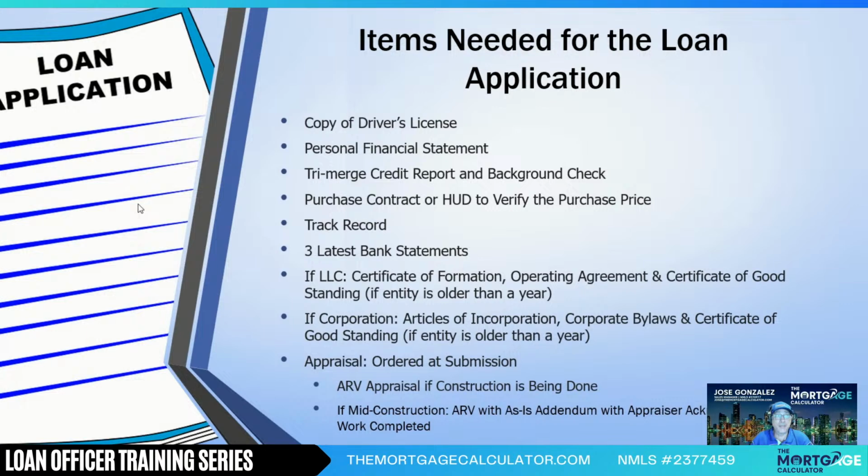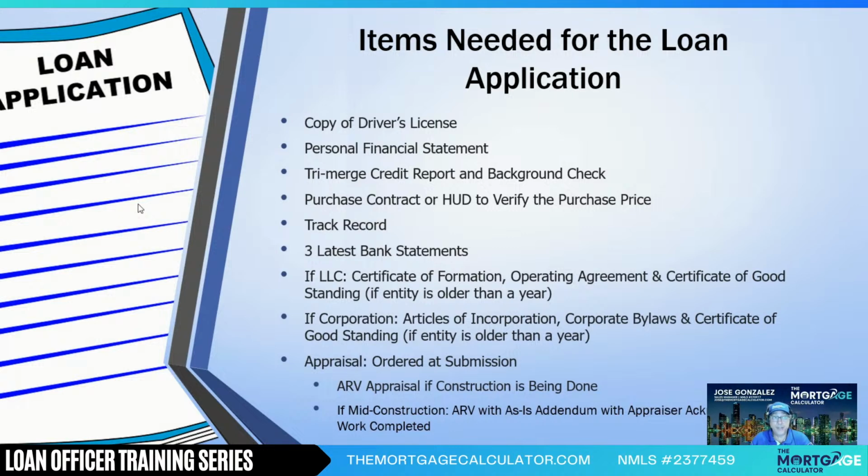The items needed are very basic: a copy of the driver's license and a personal financial statement. That's pretty generic. However, this particular conduit does have a personal financial statement they like us to use, but normally they're all the same. Assets, liabilities, and your net worth at the end. Then a tri-merge credit report and a background check. The background check is known in the industry as a FraudGuard, because FraudGuard looks into all the factors they're interested in here.